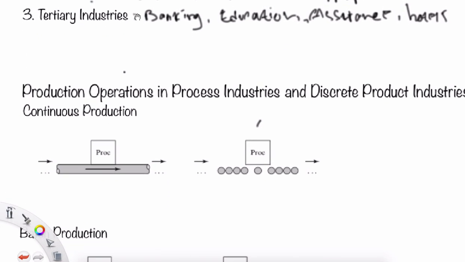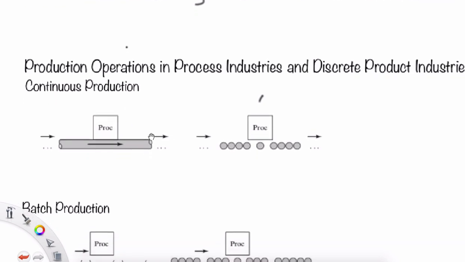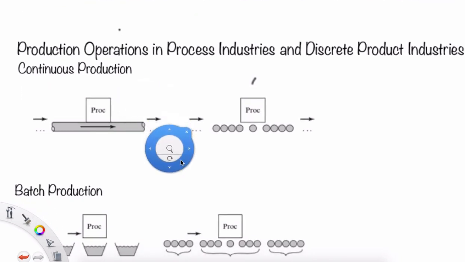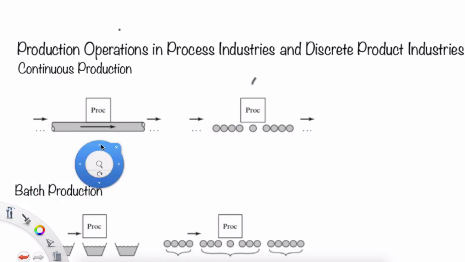It's about production operations in process industries and discrete product industries. Majorly, we only have to know about the production operation: production operation in process industries and discrete product industries. So we divide it into parts. The first is continuous production.